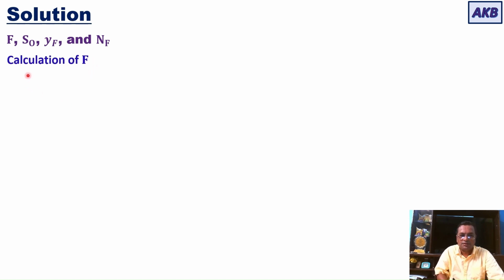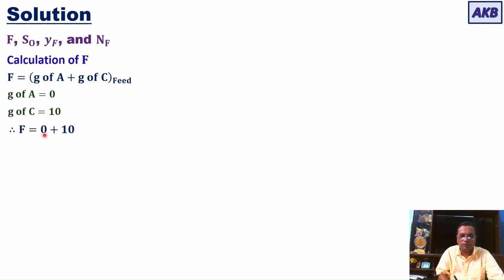So how to calculate capital F? F is nothing but gram of A plus gram of C in the feed. Simple. It is mass of A plus mass of C that is present in the feed. And we know gram of A in the feed is 0 and gram of C in the feed is 10 gram. So we just have to use these values to get F. So F will be equal to 0 plus 10, that is F is equal to 10 gram. In this way we get F.